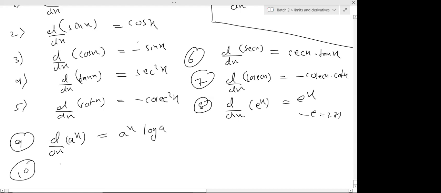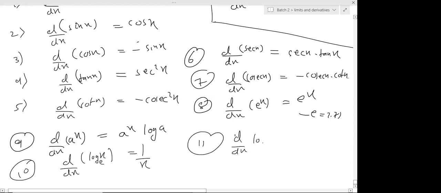If you have to differentiate logarithmic functions, log x, this becomes 1 upon x. This is base e. If you have differentiation of log x base a, then this is 1 upon x log a base e. All this formula you have to memorize. There is no other way around this. Write it down.